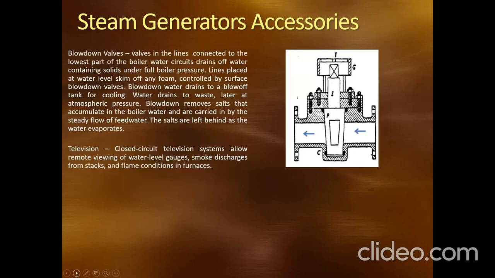Next is the blowdown valve. Okay. So valves in the lines, ito, connected to the lower part of the boiler water circuit drain off water containing solids under full boiler pressure. Lines placed at low water level skim off any foam controlled by surface blowdown valve. Blowdown water drains to a blowdown tank for cooling. Then release. Water drains to waste later at atmospheric pressure.